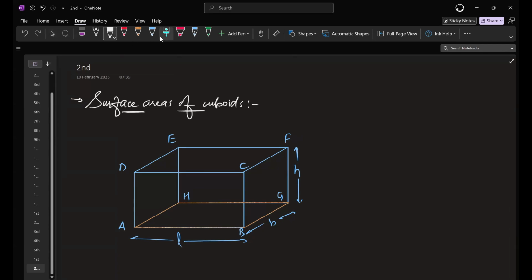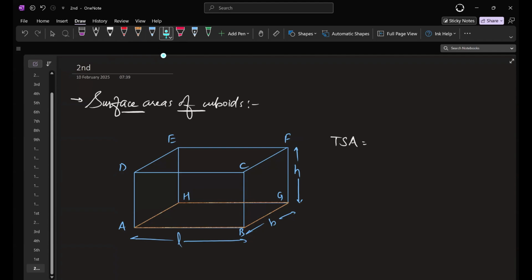When we have to find out, first of all, the total surface area of a cuboid, say, is it like 2LW plus 2BH? Yeah, it is. But how do we find it?